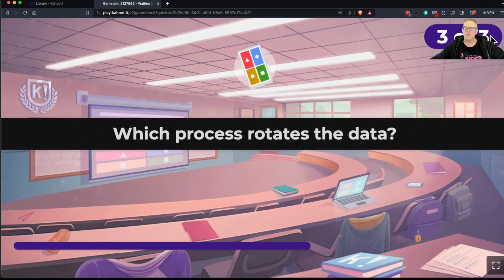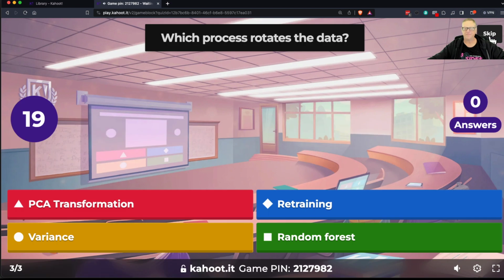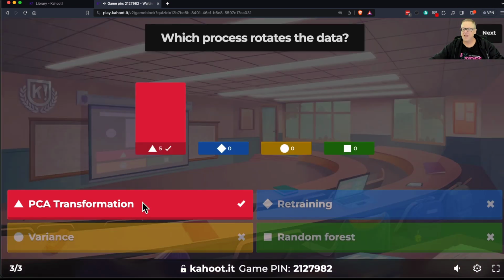All right, which process rotates the data? That's it, principal component analysis.